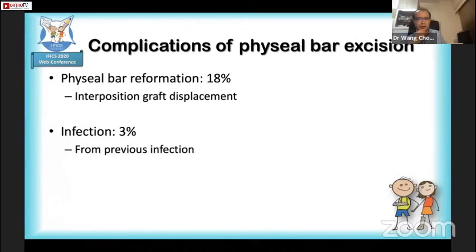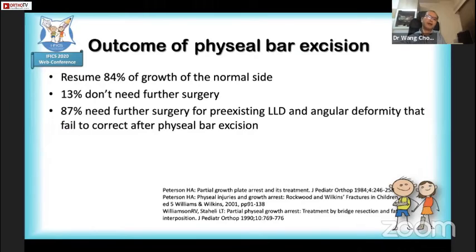Complications of the procedure. Physeal bar reformation occurs in around 18% of cases. And many of the time they are due to the displacement of the interposition graft. Infection occurs in 3%, and usually they happen in cases resulting from previous infections. Resumption of around 84% of growth of the normal side is expected after a successful excision of the physeal bar. 13% of cases do not need further surgery, while the rest need further surgery because of the residual limb length discrepancy or deformity.